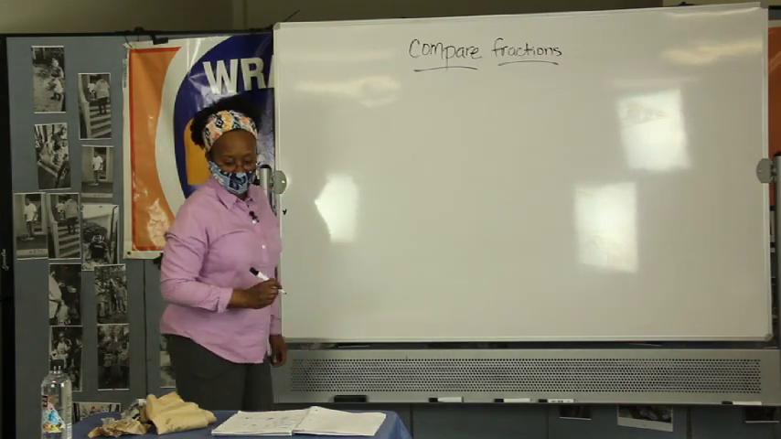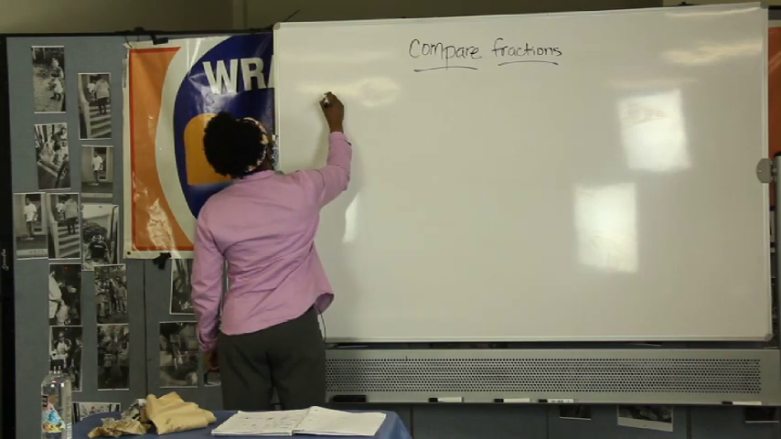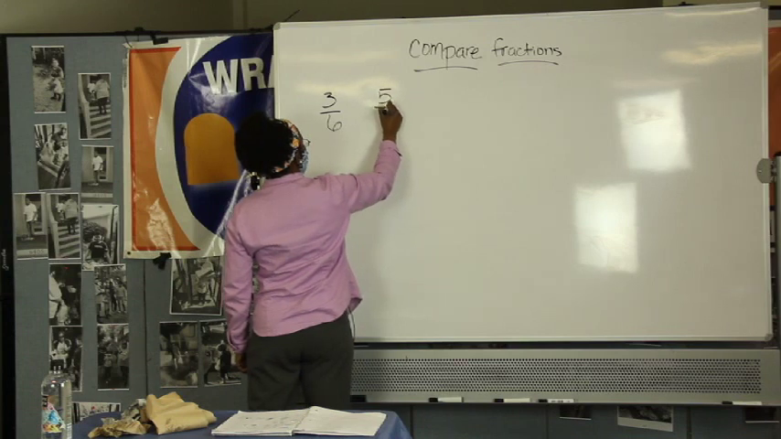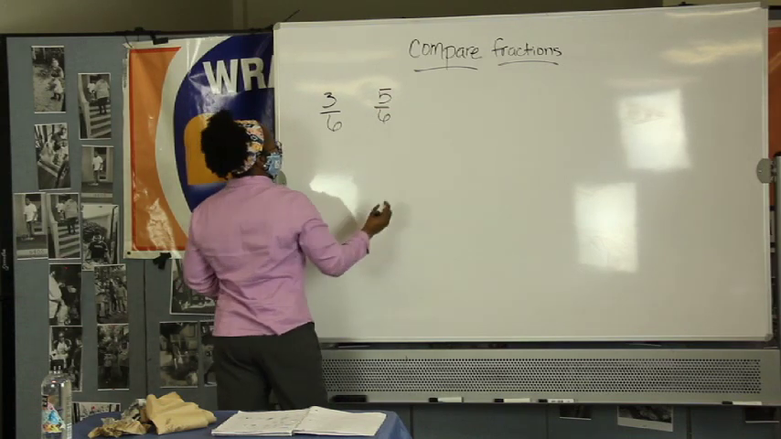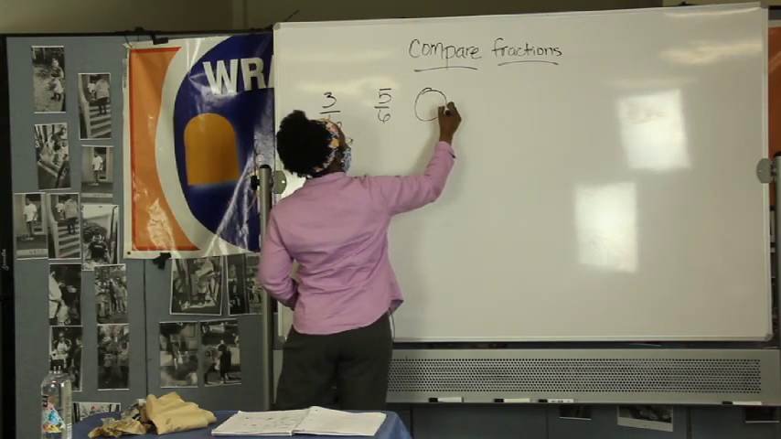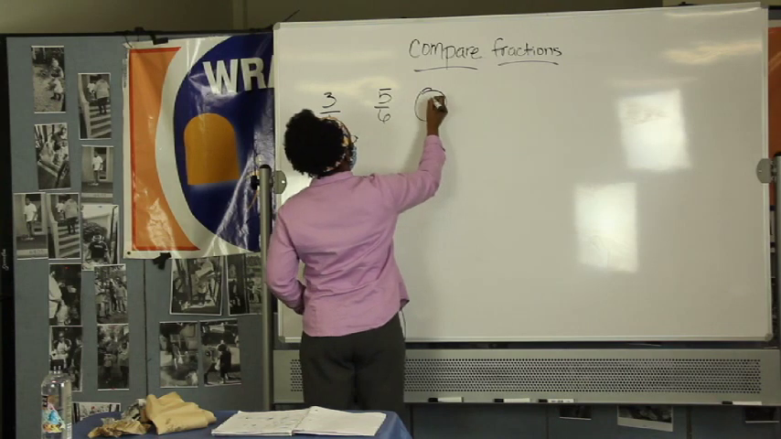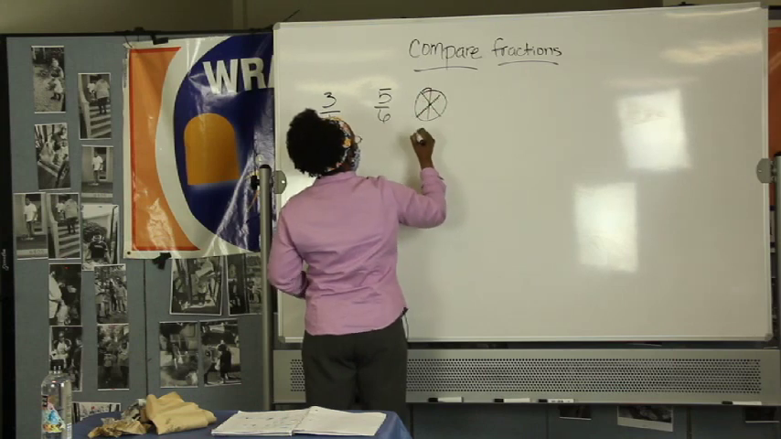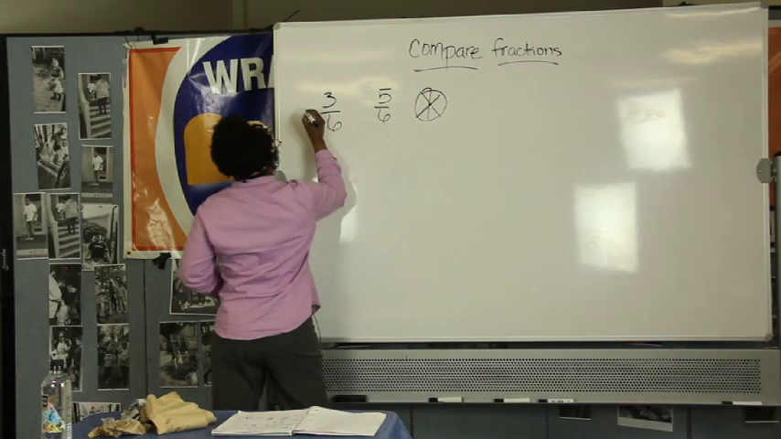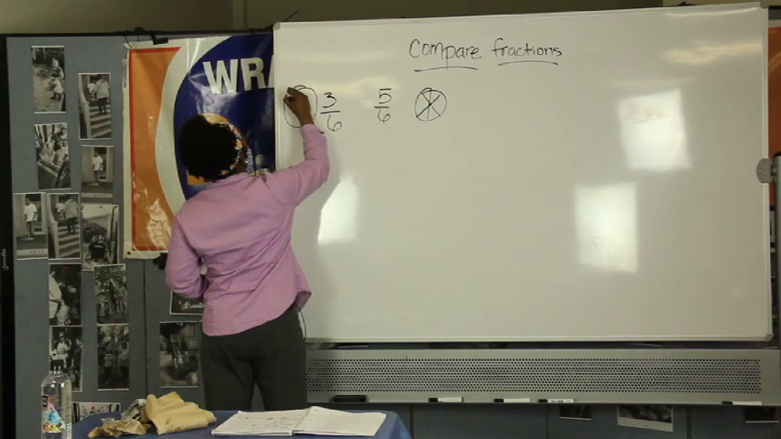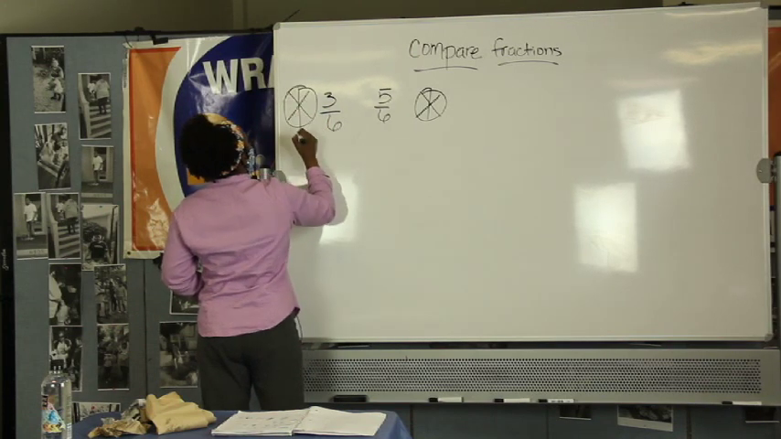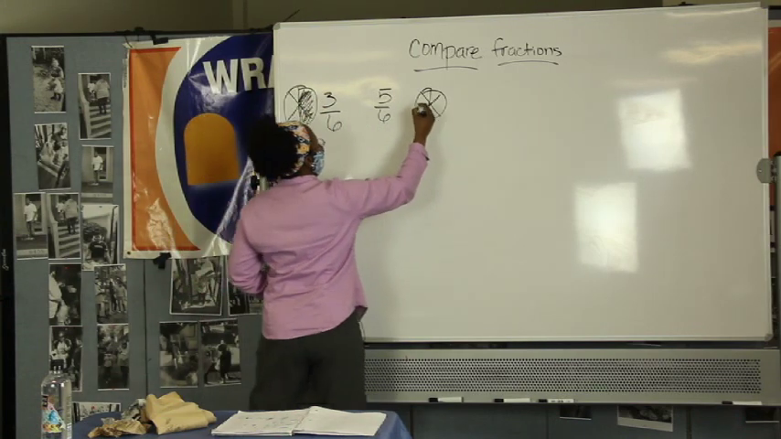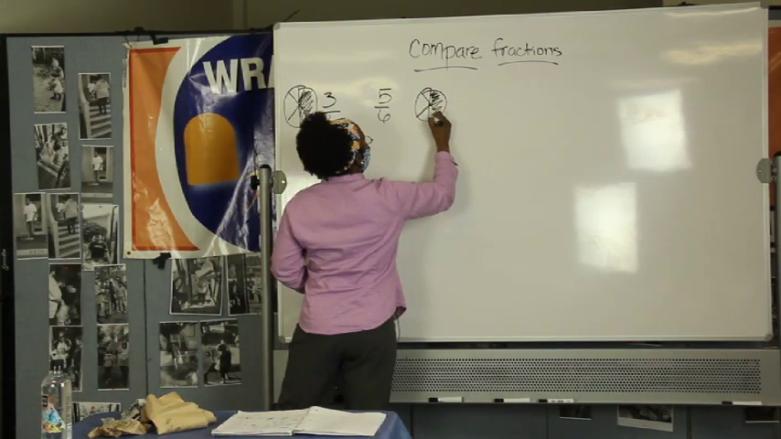So let's say we have 3/6 and 5/6. So they would be represented, well, let me put it here. We'll put the 5 over 6 over here, and we'll put the 3 over 6 over here. So 3 over here and 5 over here.